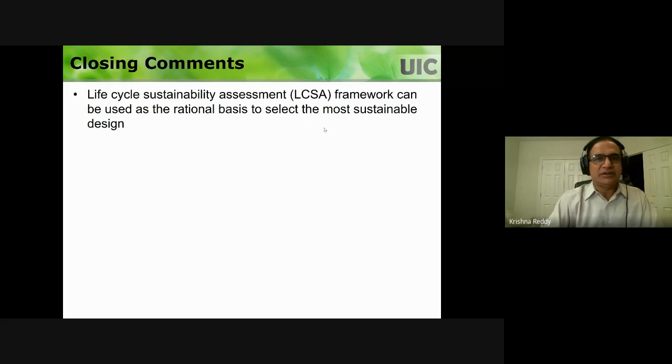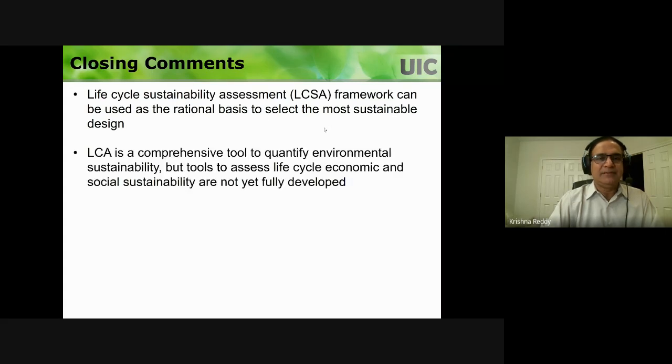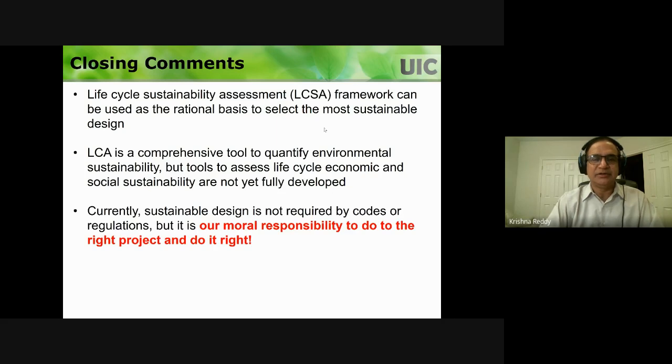So just in closing, I want to mention that, please think about doing this life cycle sustainability assessment to select the most sustainable design. LCA is the best tool to quantify environmental sustainability, but economic and social sustainability methods are not well established. But do the best that you can, right? Because it's important to consider sustainability.